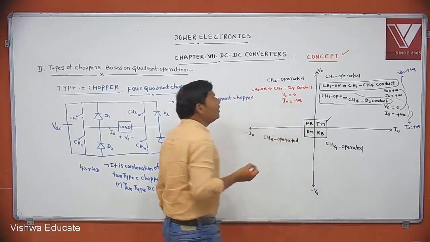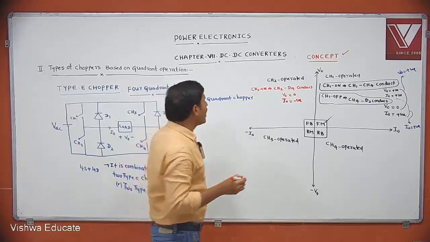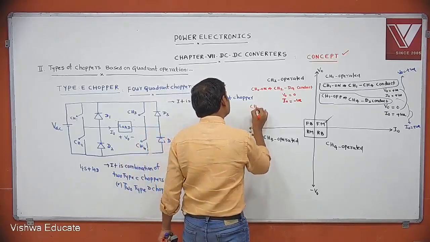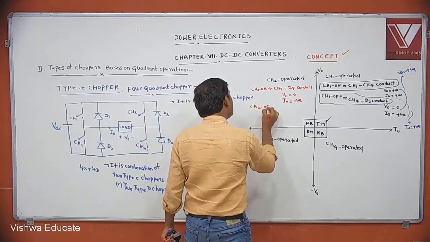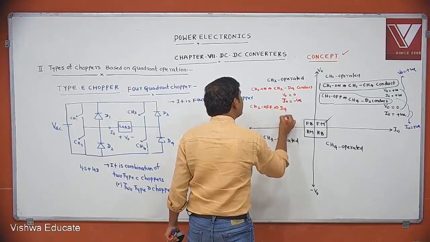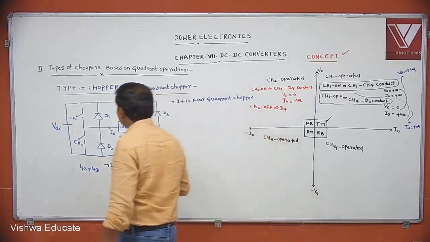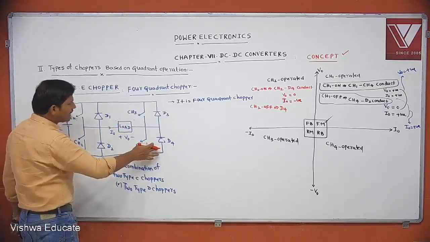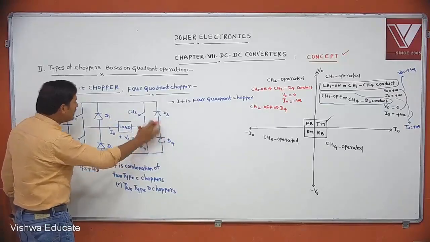But one operation is nothing but one on and one off. CH2 is off. Then which device is already conducting? D4 is conducting. Along with which device will it conduct? If CH2 is off, D4 is already conducting. Along with which device will it conduct? D1 must be on.